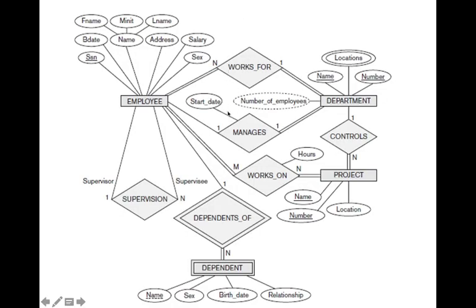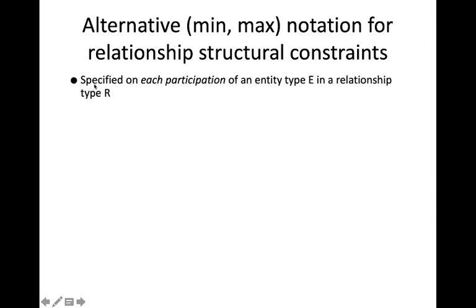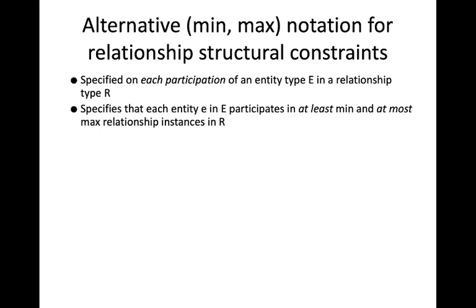Then there is another alternative, the min-max notation, to specify the structural constraints. We are using this 1 to N and then double lining and all, so it is better to use another notation for that. We call it min-max notation. This is specified on each participation of an entity type in a relationship type R. It specifies that each entity E in R participates in at least minimum and at most maximum relationship instances in R. You won't understand all these sentences, so we'll see an example, then you will understand.